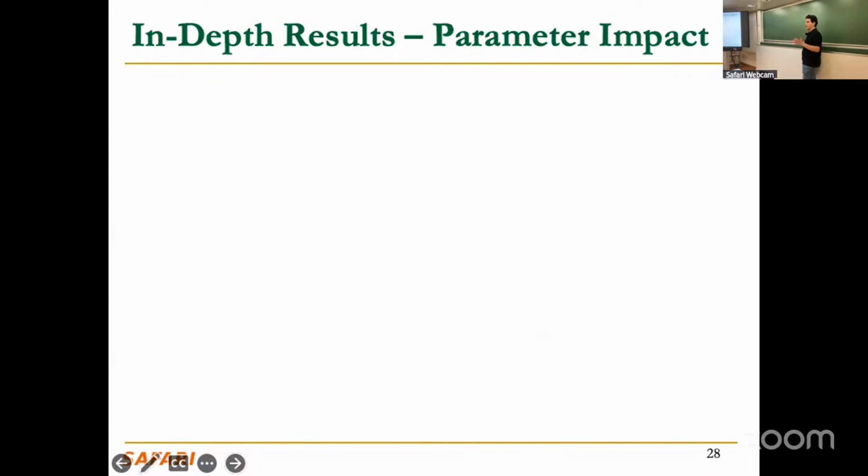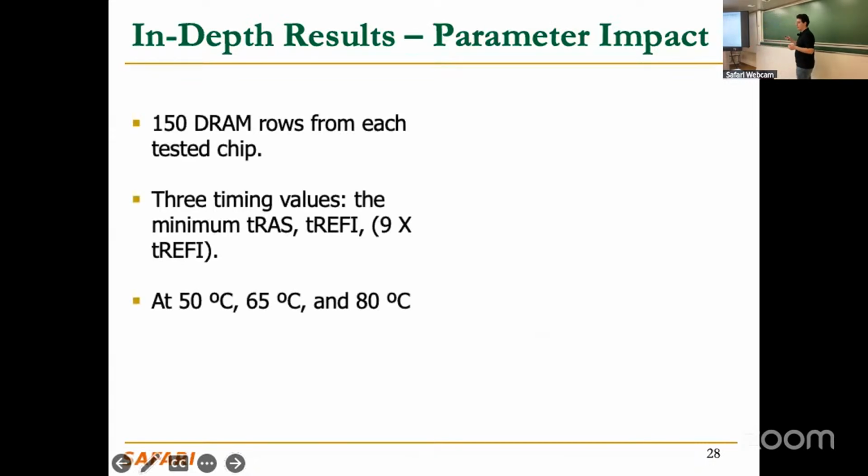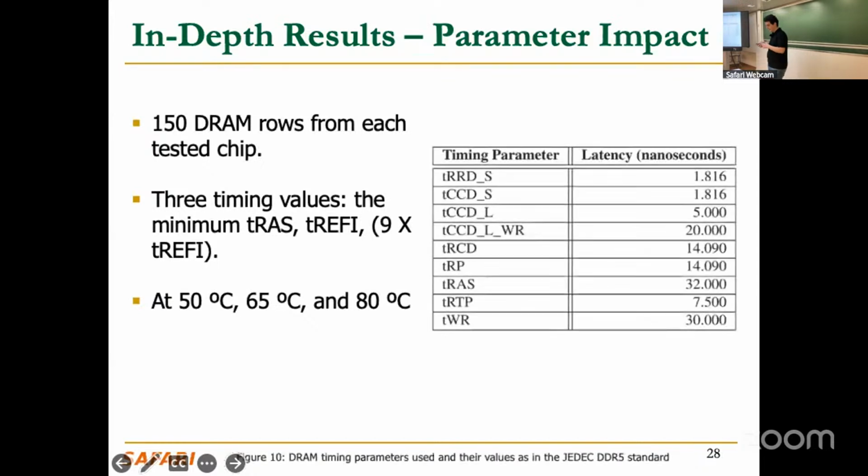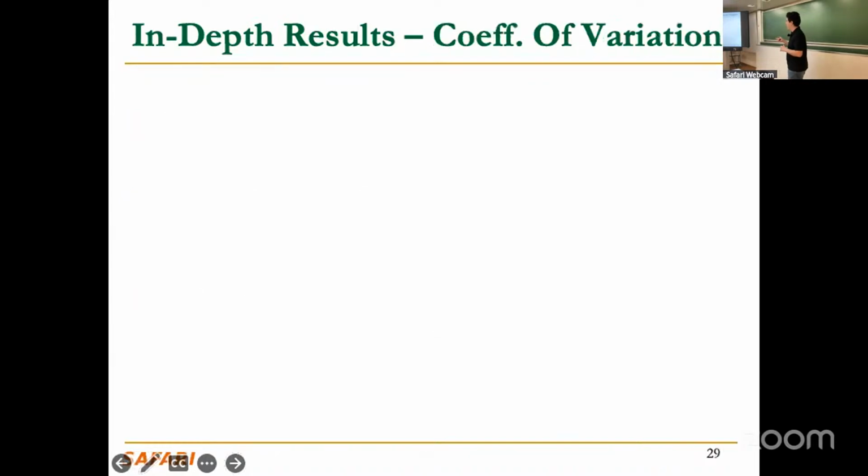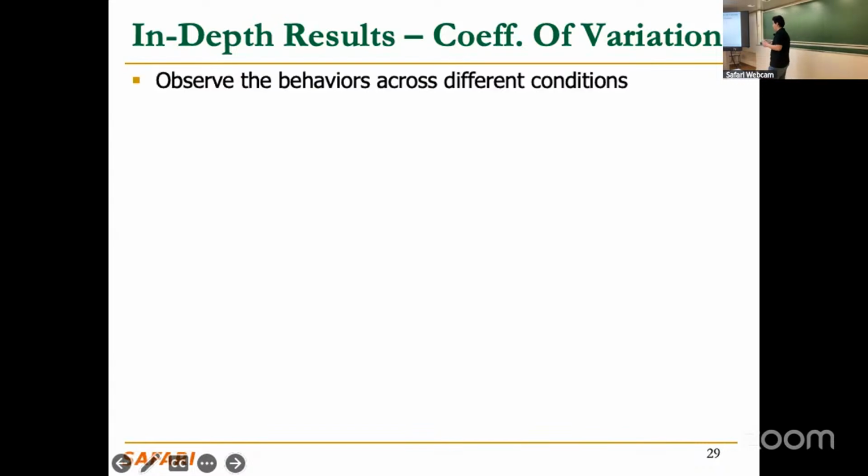Next, they also wanted to assess parameters, combinations of parameters, the permutation of parameters and their impact on these threshold values as well as variable characteristics. To achieve this, they tested 150 DRAM rows from each chip across different timing values as well as different temperature parameters. I listed the timing parameters that they picked here. And to assess this, they used a metric called coefficient of variation. The goal here is to observe the behaviors across different conditions, meaning across different permutations of environmental variables.